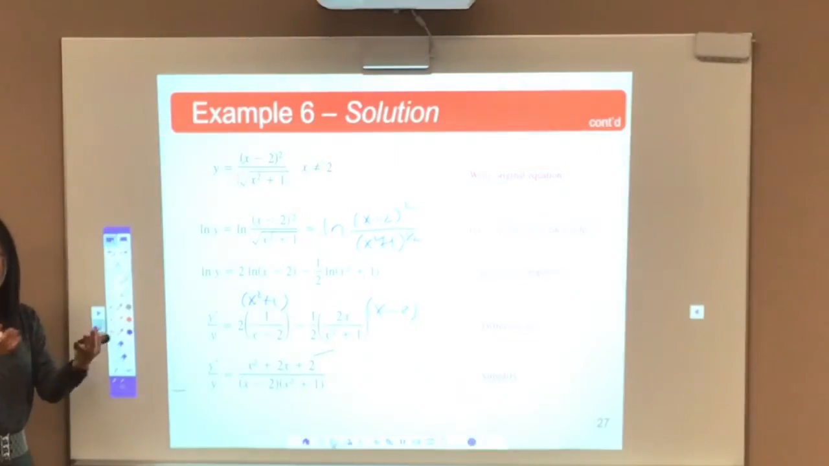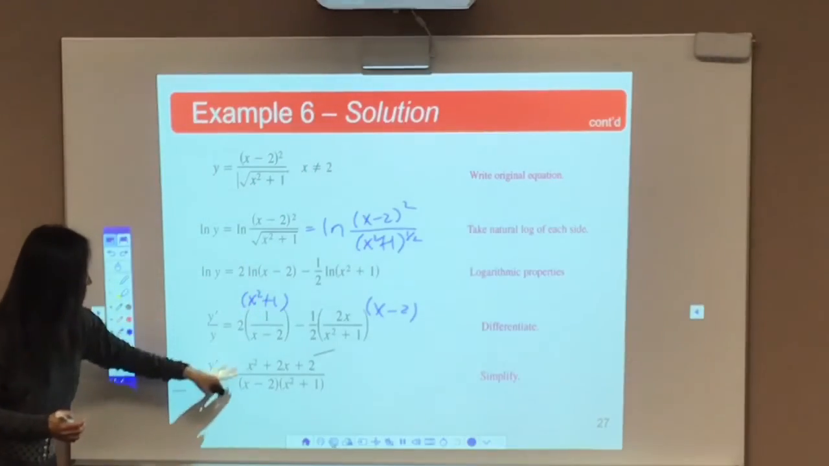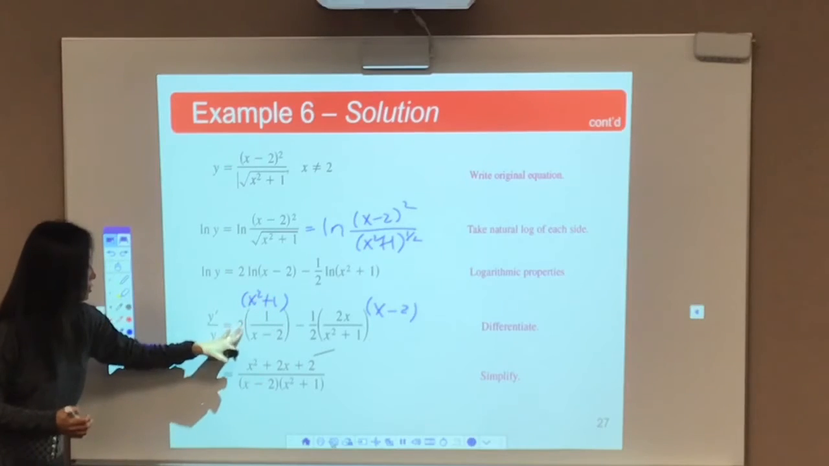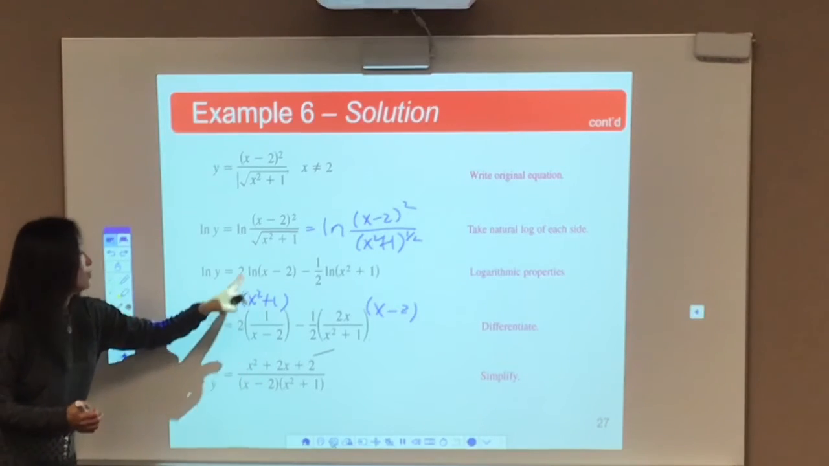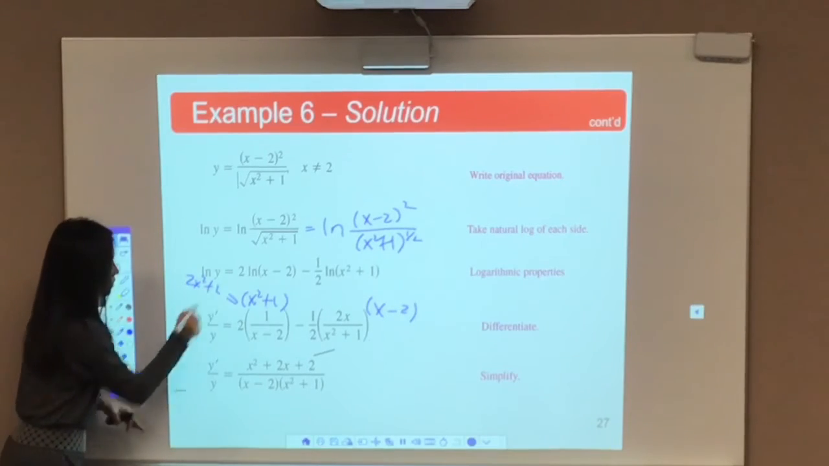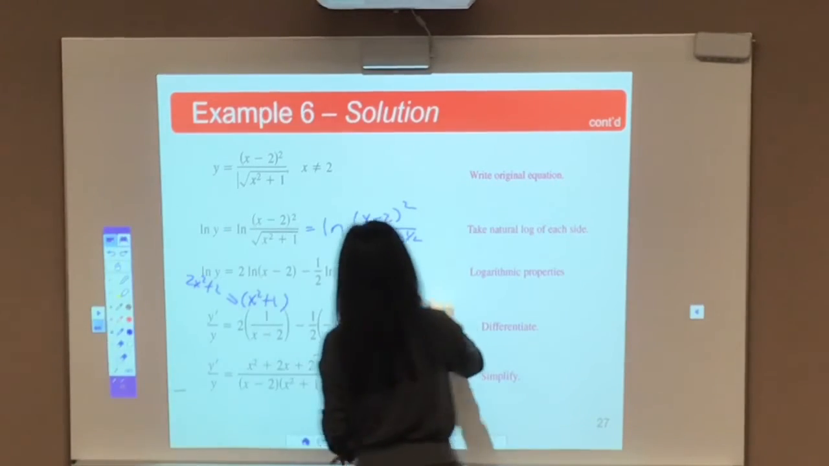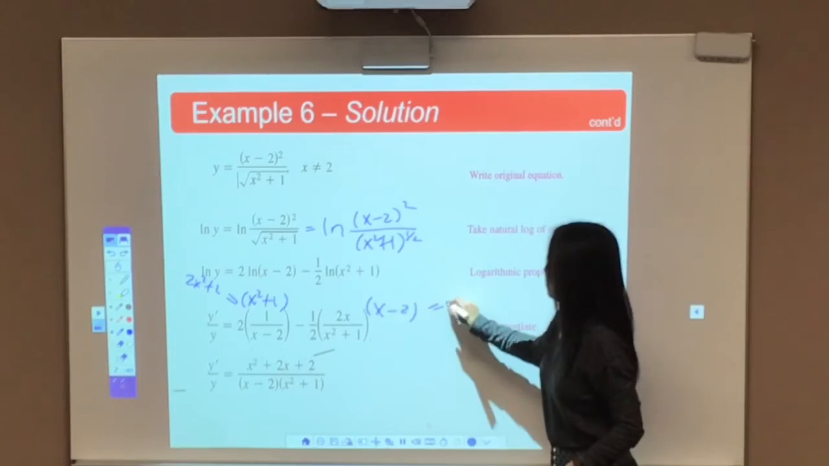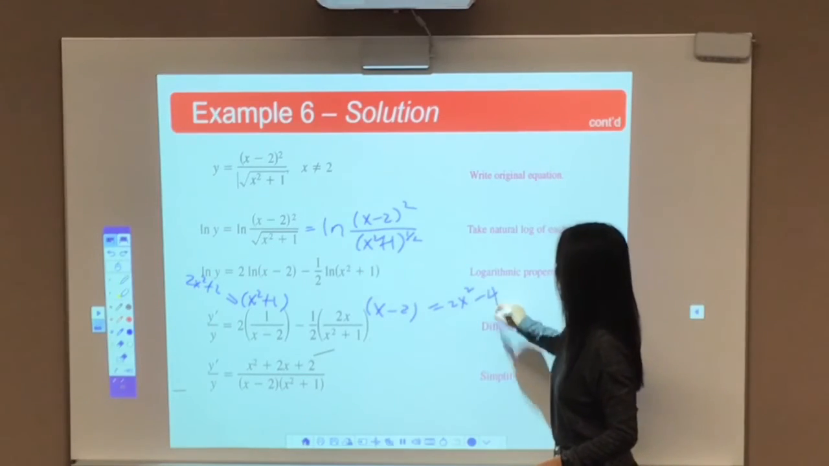I didn't show you the individual steps. When you multiply this by this, x squared plus 1 and times 2, which gives you what? 2x squared plus 2. This right here is the same as what? 2x squared plus 2. What does this one give you? 2x, that would be 2x squared minus what? 4.